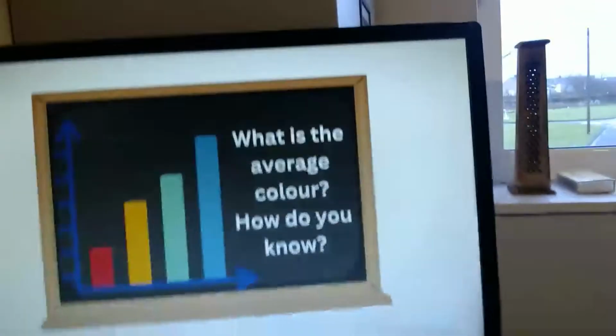I asked you a question. Now, you can't put comments on this because this one's on YouTube, but I asked this same question on Tuesday on Facebook, and some people said there's no average on that graph, and some people said that blue was the average. I'll show you the graph again, and then we're going to come back to it.